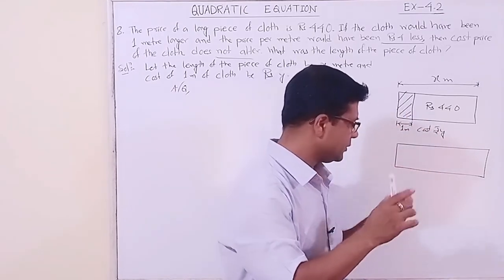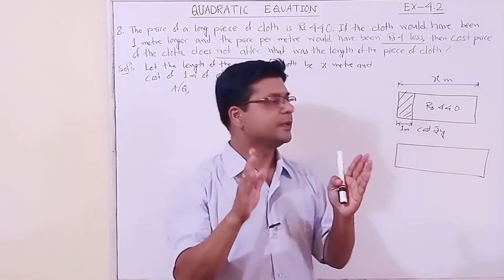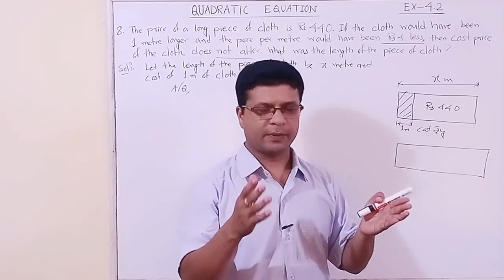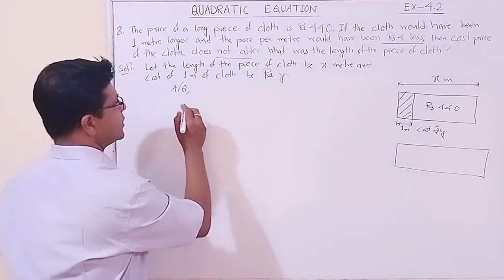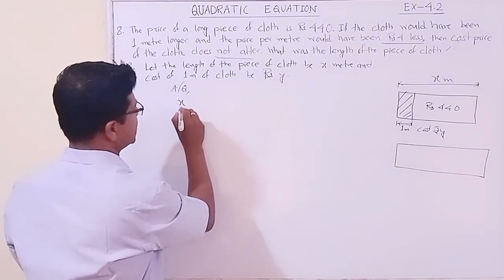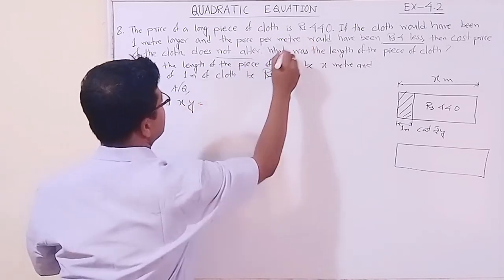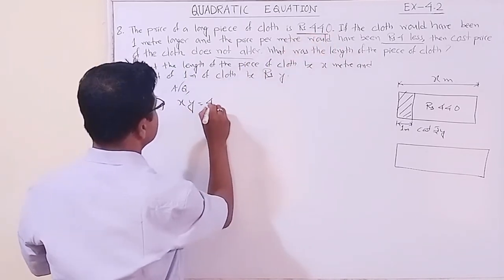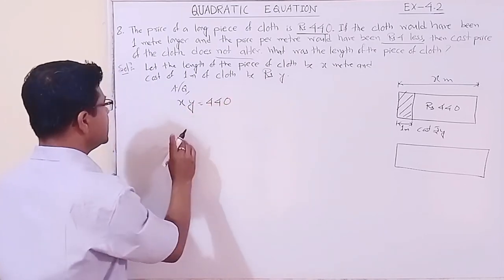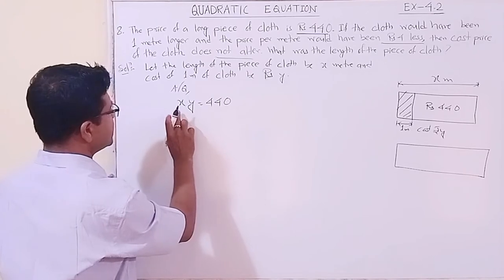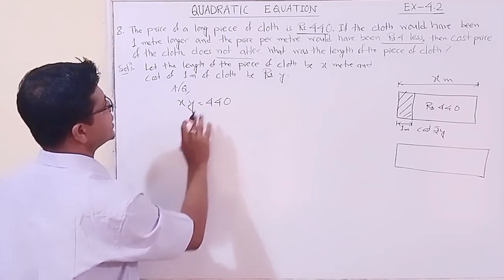Suppose the cost of 1 meter of cloth is 10 rupees. What is the cost of 5 meter? 5 into 10. In the same way, total length is x meter. For 1 meter it is y. So total cost is xy. What is the total cost given? Rupees 440. We'll frame the equation from this afterwards. Let it be like this only.